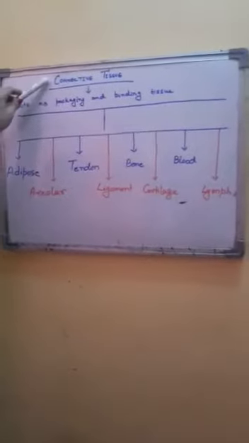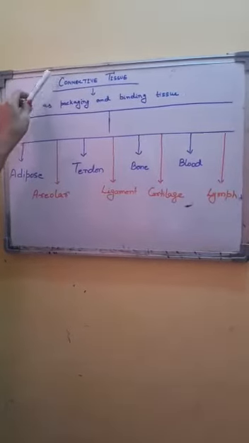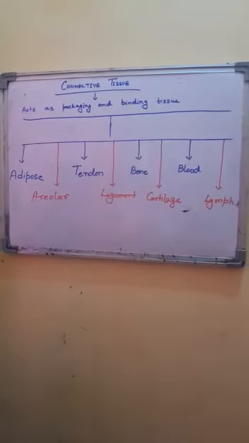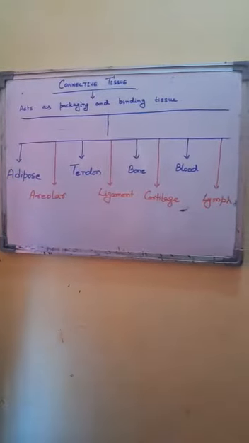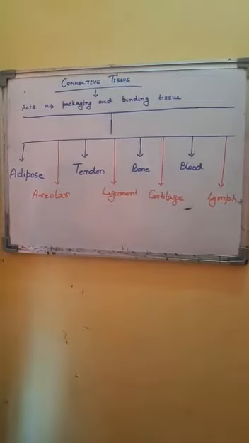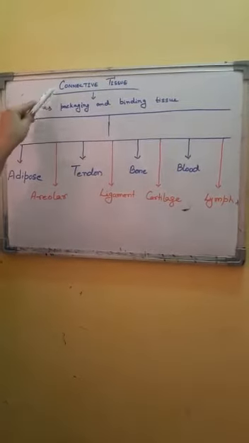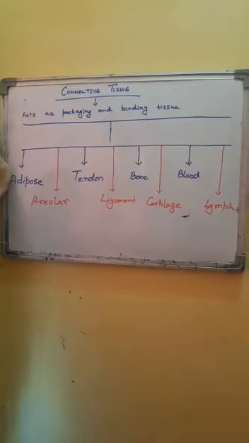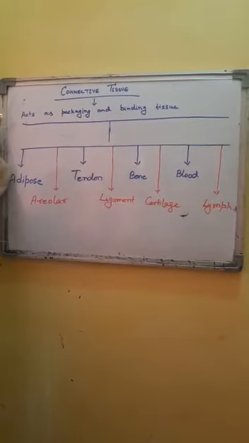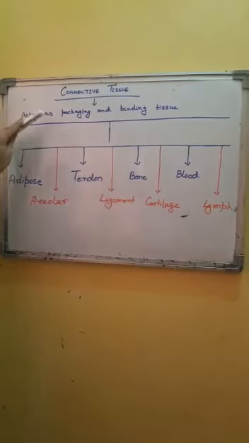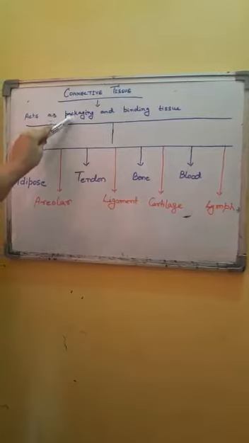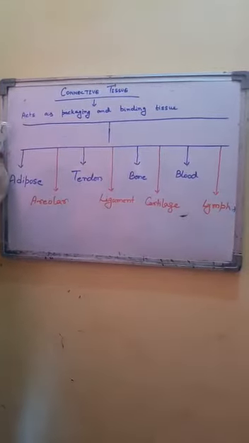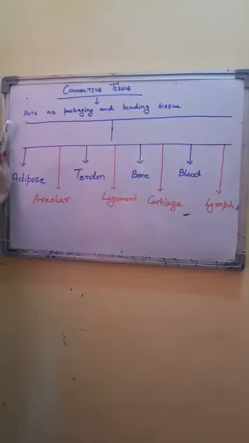The connective tissue can be described as the packaging and binding tissue of the body. It acts as packaging and binding tissue. As the name suggests, its main function is to connect different parts, different organs or different tissues of the body. Also, it helps in packaging and it binds the organs together. So this is the basic function of connective tissue.